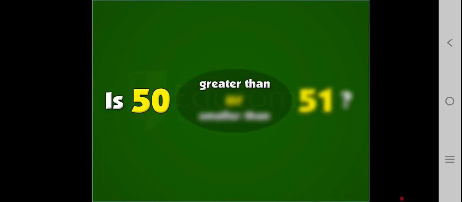Is 50 greater than 51 or is it smaller? Is 75 smaller than 77 or is it greater? How can we tell? Now that you've learned to count numbers up to 100, you should also be able to tell if a number is smaller or greater than the other. How do we do that?